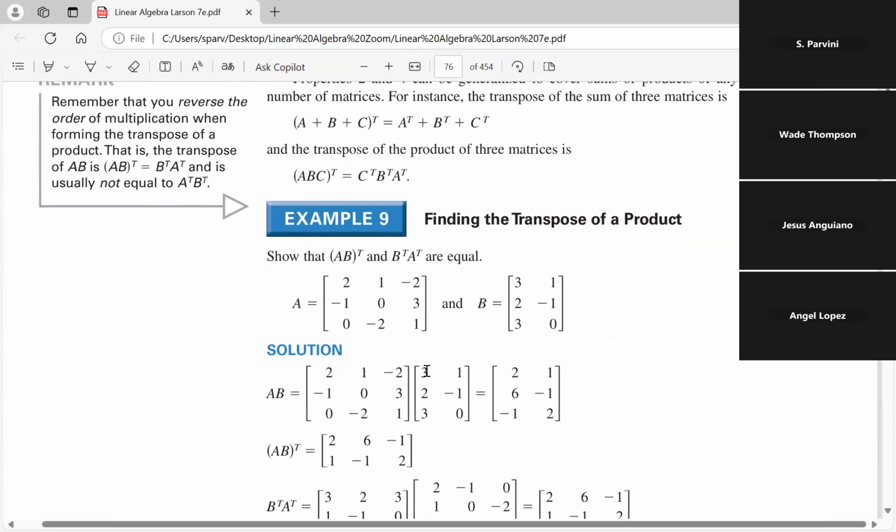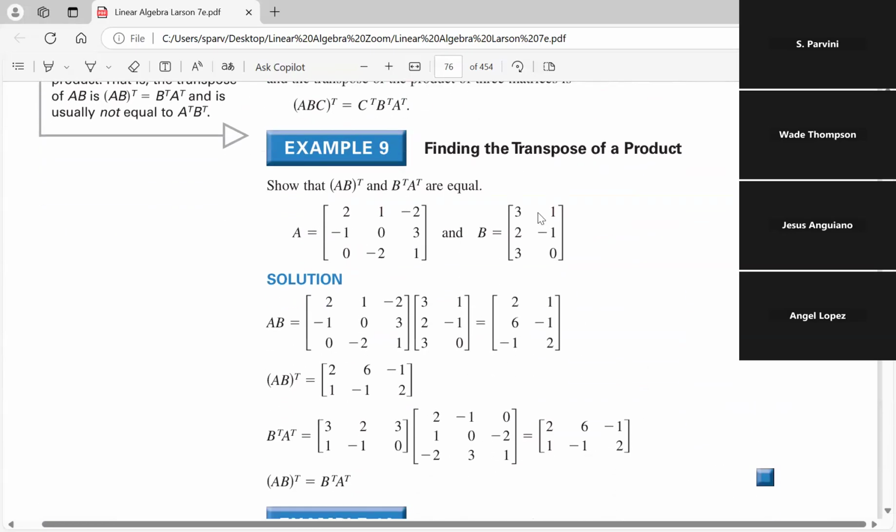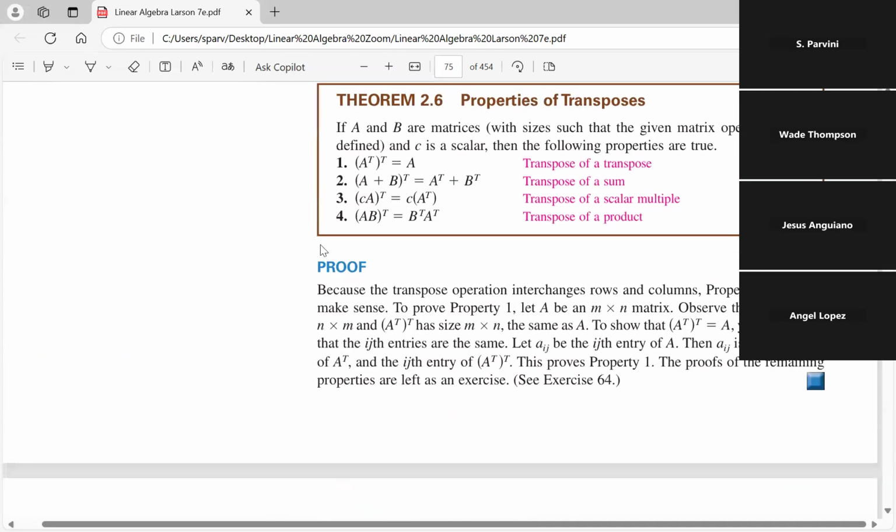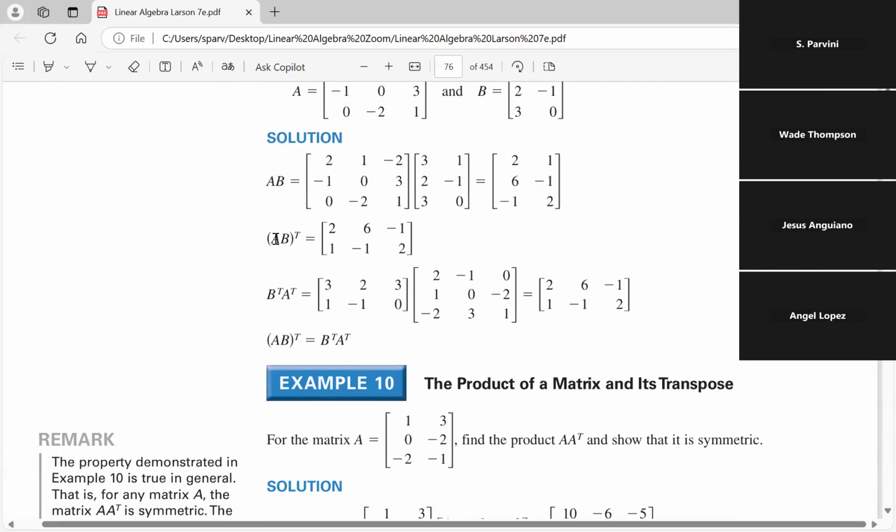You kind of see here in this example, transpose of a product. So here he has A and B. The product AB is this right in here. That's AB. Now, AB transpose, remember, a row 2, 1 becomes column 2, 1. Row 6, -1 becomes column 6, -1. That's AB transpose. Now, remember the property we had up here? We said AB transpose is B transpose A transpose. He's going to verify that. Here's AB transpose.